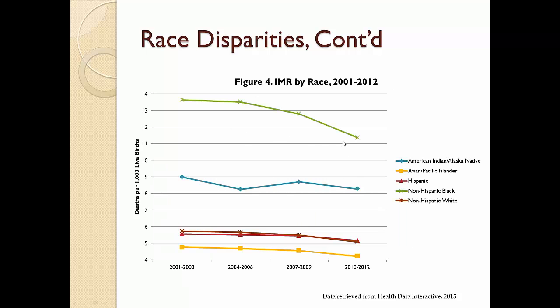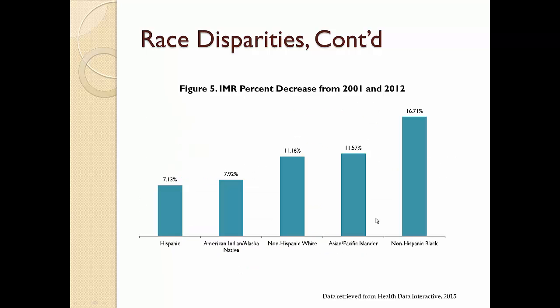This line graph shows the trends of infant mortality by race over the course of the years through 2001 to 2012. As you can see, all of the races decreased their overall rate throughout the years. An analysis of those years shows that non-Hispanic blacks improved their infant mortality rate more than any other race.